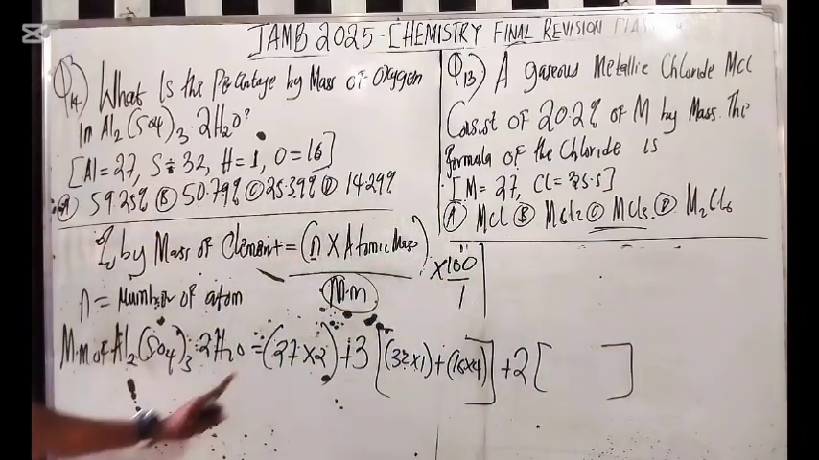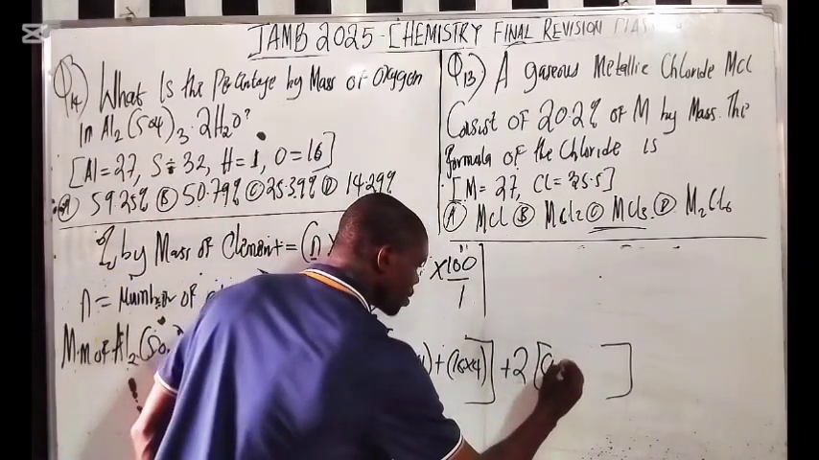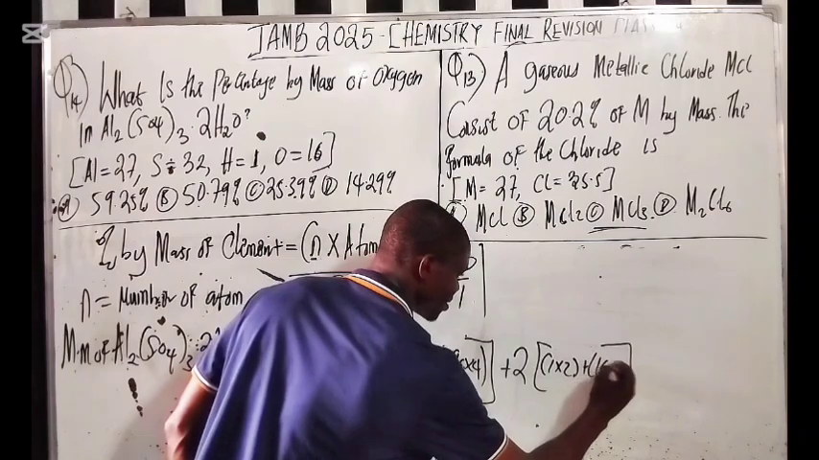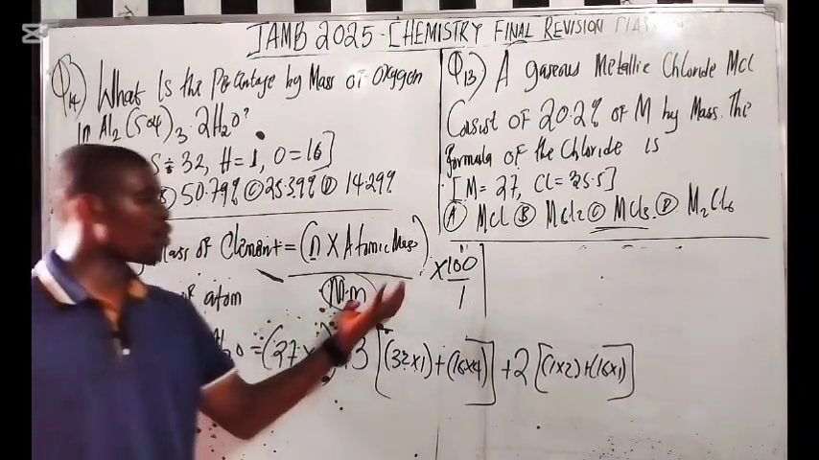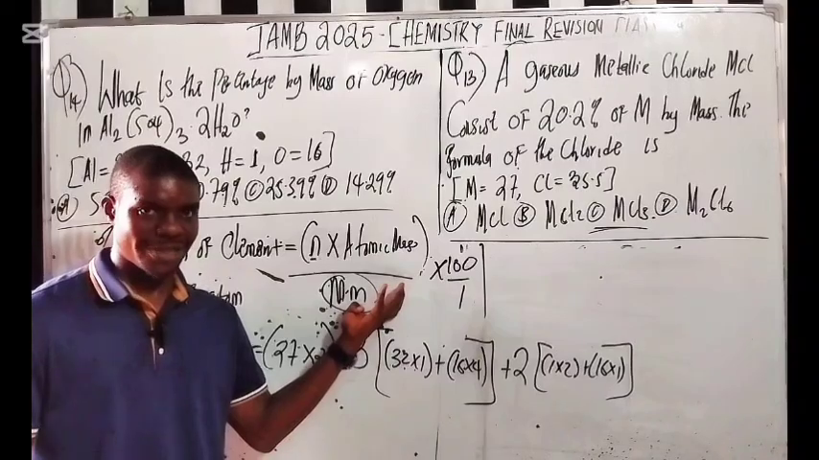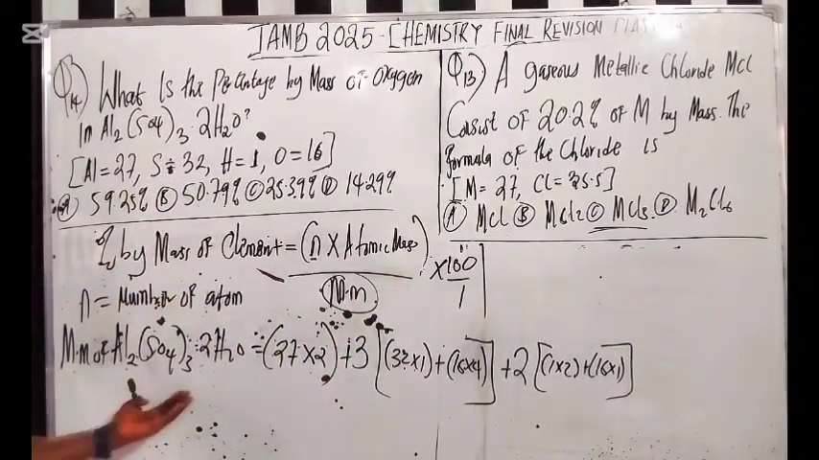Right? So it's going to be 1 times 2 plus 16 times 1. Do you see that? So let me explain it again. You have to get the molar mass of the compound. Do you understand how you calculate the molar mass of the compound?